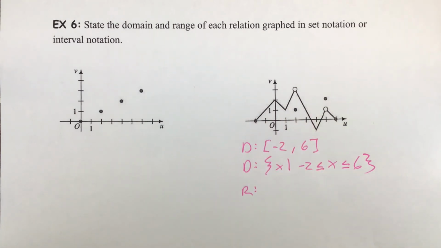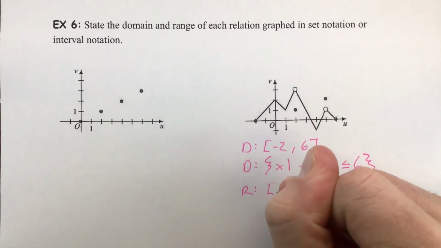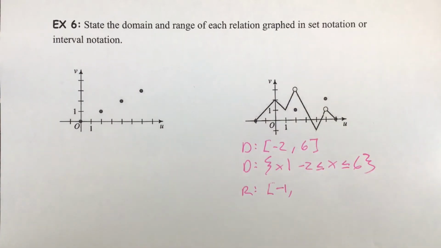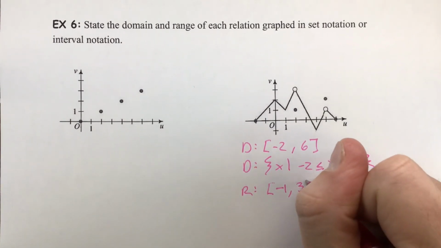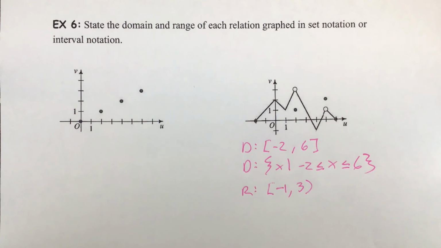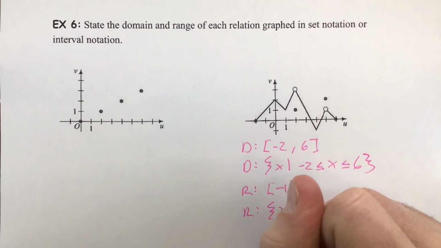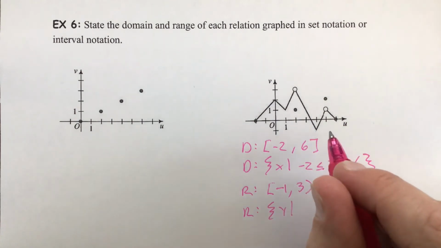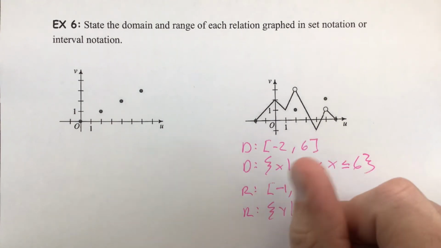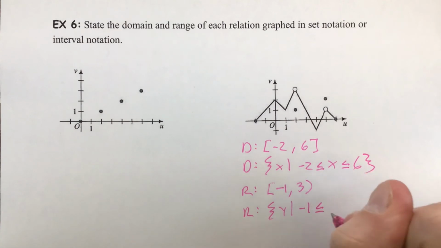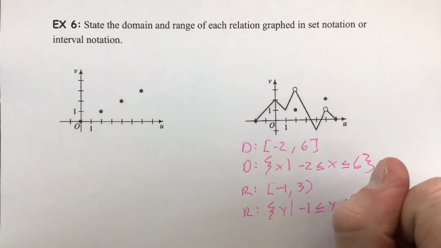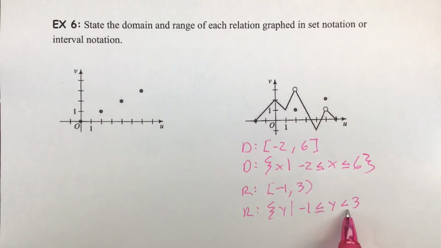Okay, so the range is going to have a single interval that starts at -1 and goes up to 3, except open at 3. In set notation, this will be the y values such that it starts at a lower bound of -1, less than or equal to y, and goes up to 3, but does not include 3. Okay, no equal to.